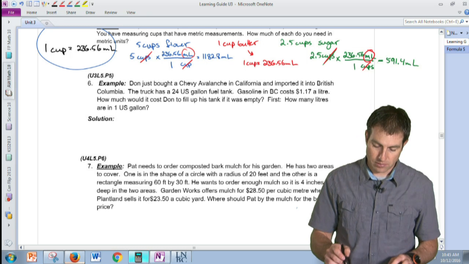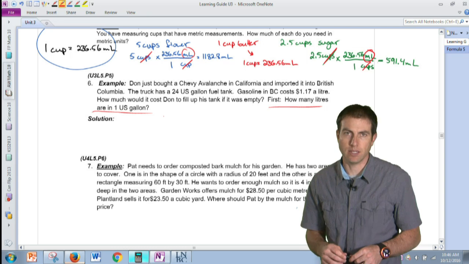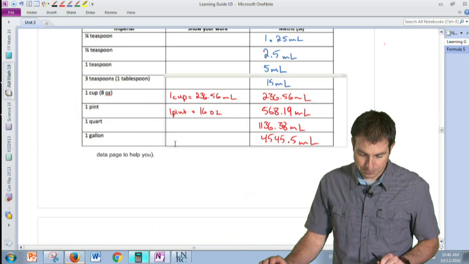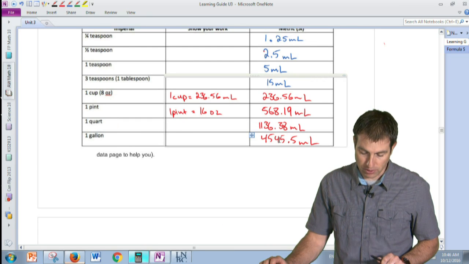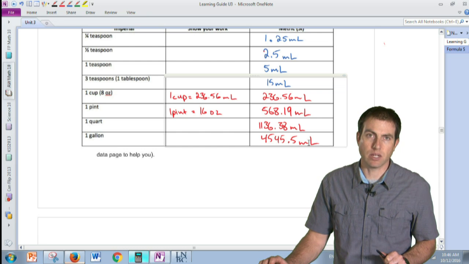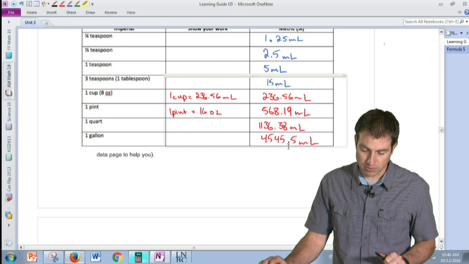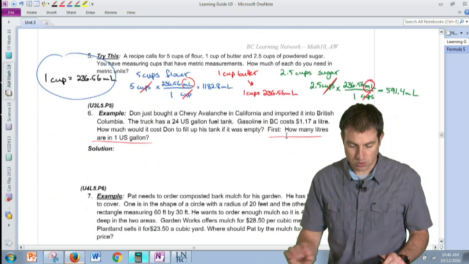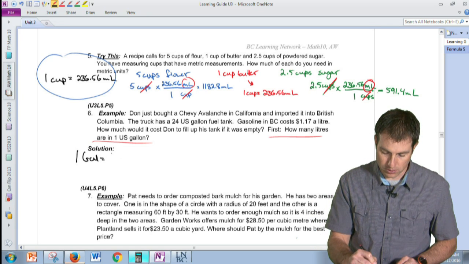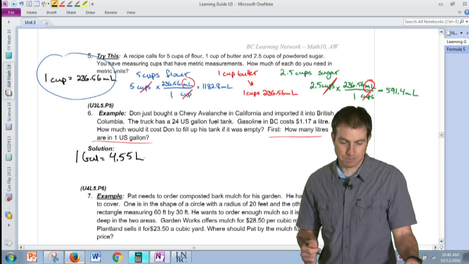So the first little suggestion here is, how many liters are in 1 US gallon? Now we just did the conversion up above in this chart. 1 gallon is 4,545 milliliters, or if we divided that by 1,000 to convert it to liters, it's 4.545 or 4.55 liters. So I'm going to write that down. 1 gallon is 4.55 liters. So 4.5 liters to the gallon.